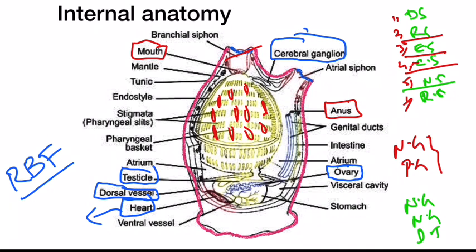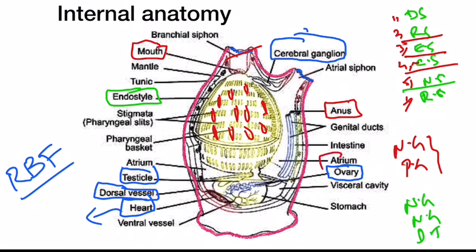Other than these physiological systems, some more structures are there. Let us see them. They are the endostyle structure. The endostyle is present in the ventral wall of the digestive system, and this endostyle secretes a mucus which helps to trap the food particles from the water.